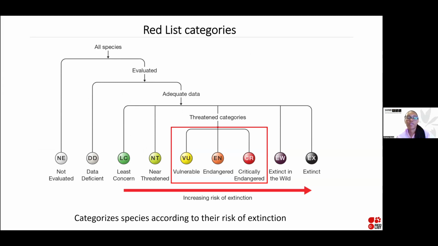And we also have a data deficient category, where there isn't sufficient information to assess the species' risk of extinction. And this is where the data that is collected by the citizen scientists feeds in most for us to be able to update those assessments.